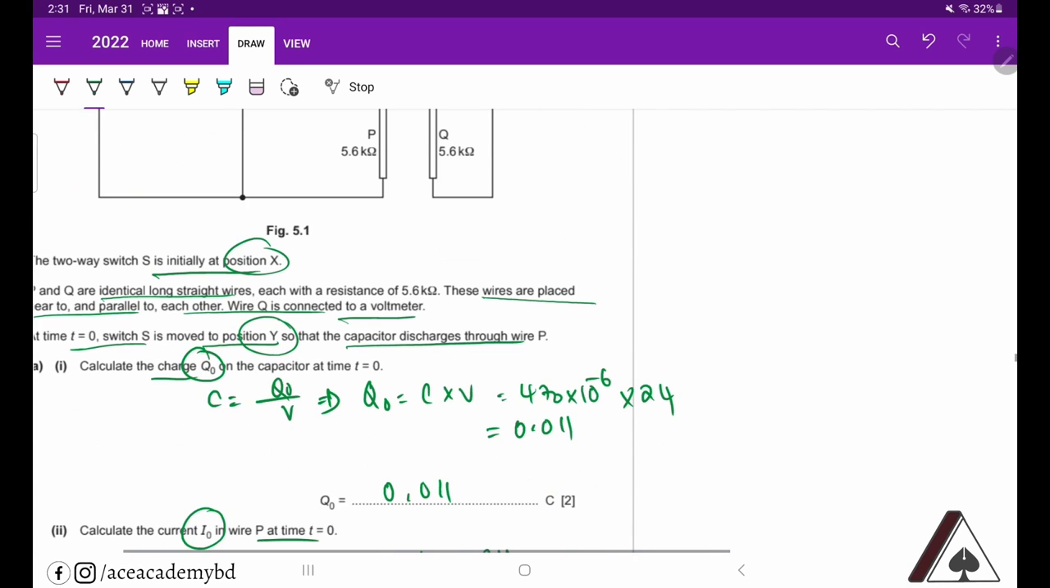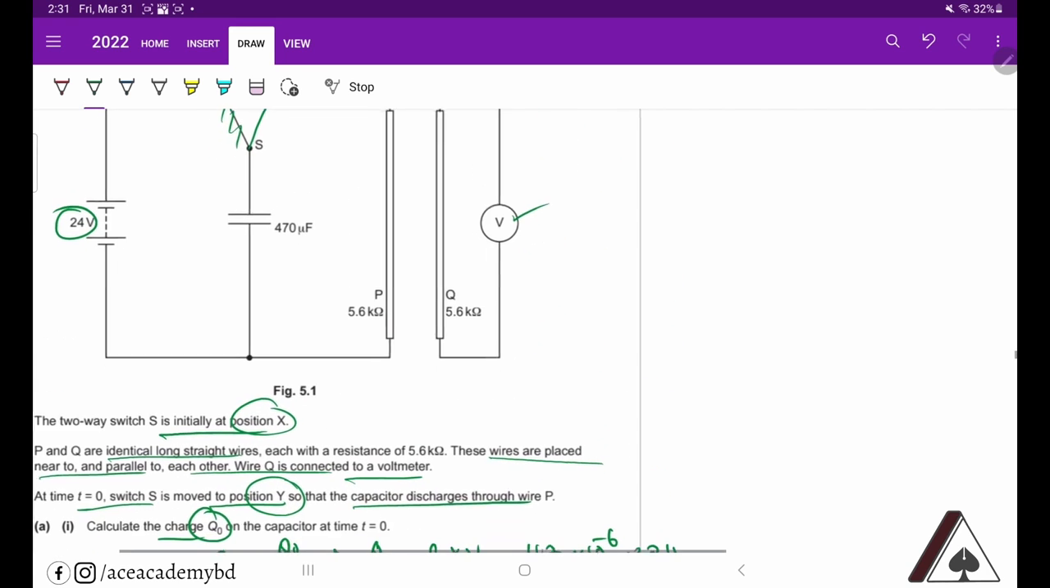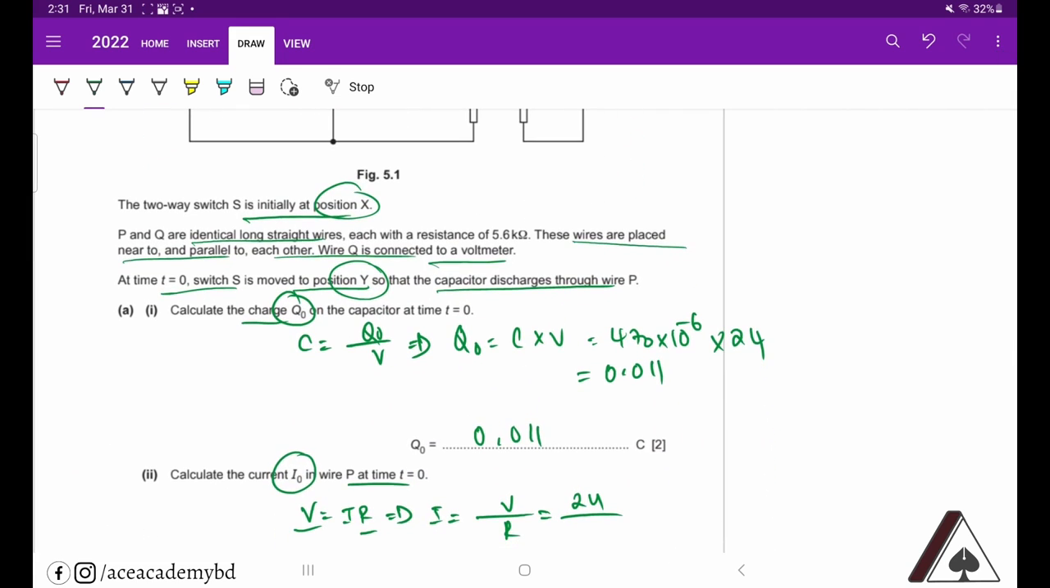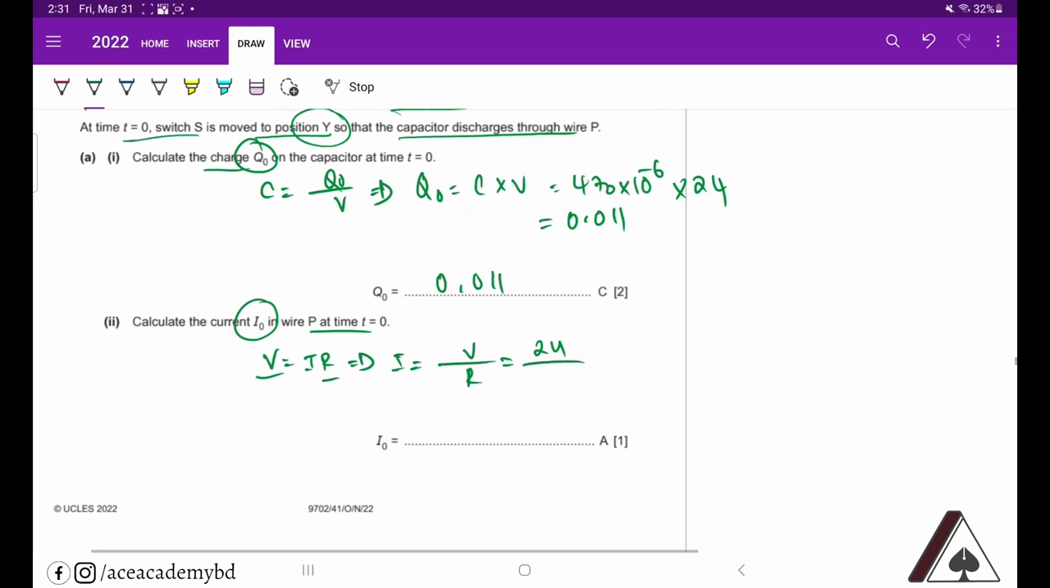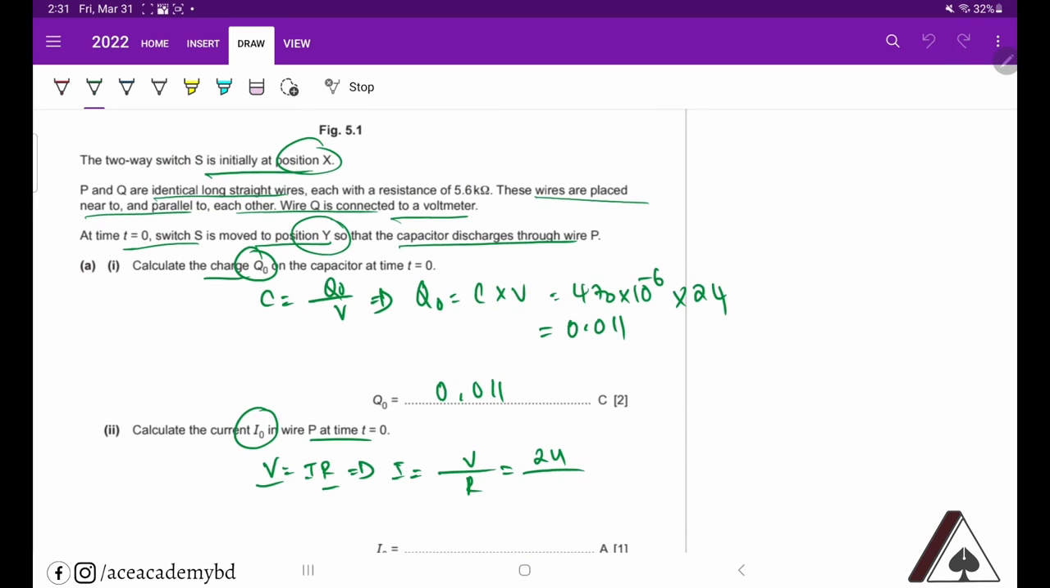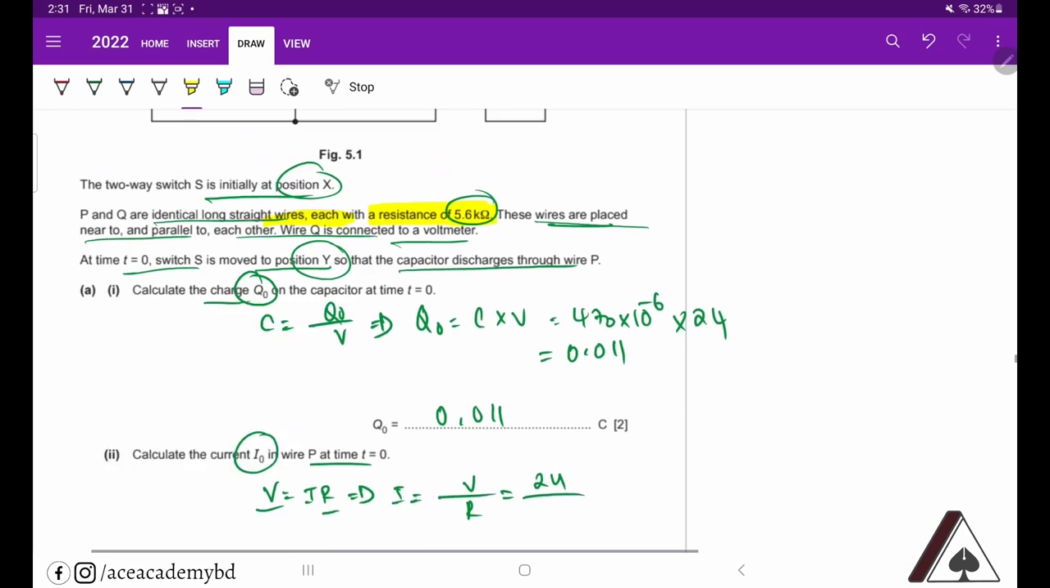And the resistance of the resistor. Do we have any resistance over here? Let's see. Okay, they have saved over here, the wires. There we have ohms. So these are identical straight wires, each with a resistance of 5.6 kilohms.